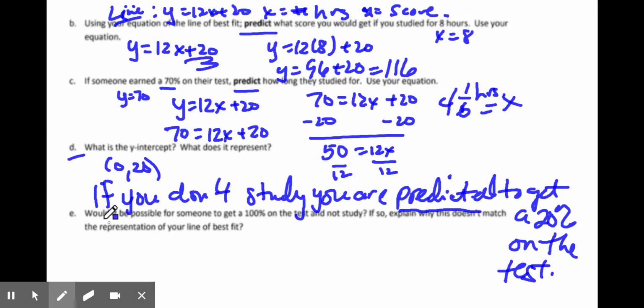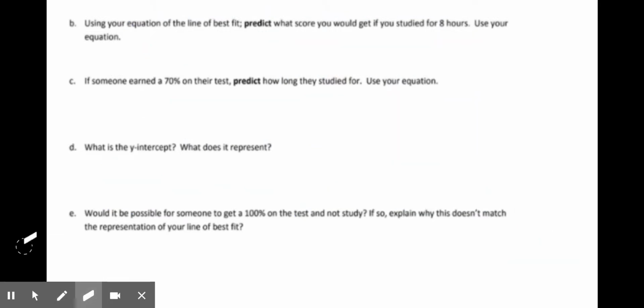Okay? And then letter E, would it be possible for someone to get 100% on the test and not study? Well, of course it is. I mean, I'm sure you folks have done it before. Okay, gotten 100, didn't study at all. All right? And then explain why this doesn't match the representation of your line of best fit. But what did we say about the line? We keep saying it over and over, right? It's a prediction. It's just predicting what you're going to get. It's not what you're actually going to get. All right? So that would be your answer for letter E. Okay? All right, so let's keep going here.